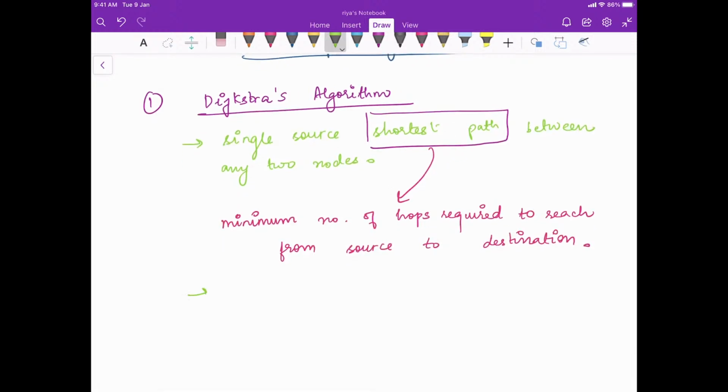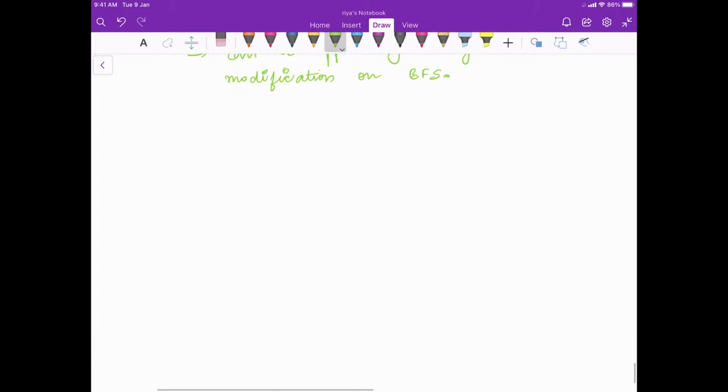Another important point is that Dijkstra's algorithm is very similar to BFS only. We just do a small modification on BFS. Now let's take an example, then we'll try to learn it. There is one very important assumption here: Dijkstra's algorithm works only in the cases when every edge has a weight greater than or equal to 0. Only in those cases does Dijkstra's algorithm work.